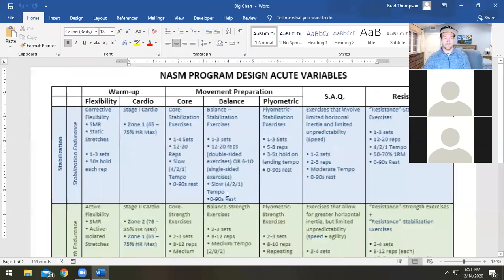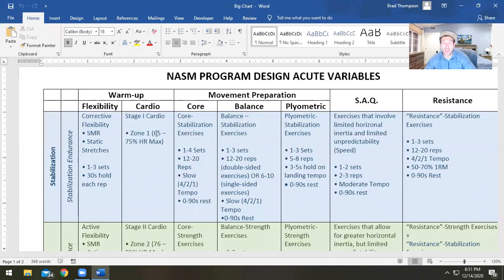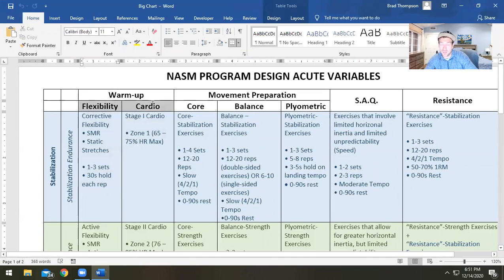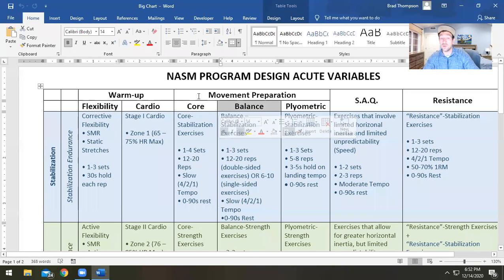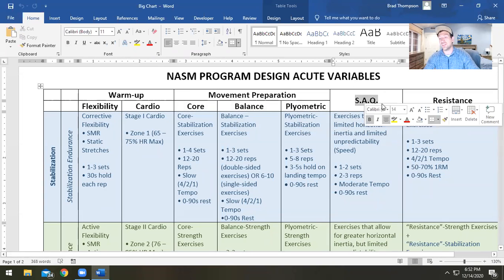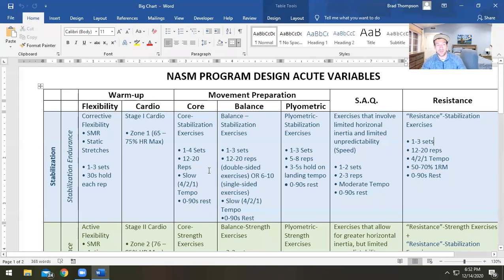So let's go ahead and take a look at the warm-up section first, right? So warm-up is going to consist of flexibility and cardio, right? That's what we put in the warm-up section. We put any stretches that they're doing related to flexibility. And if we are going to put some cardio, we're going to put it in there, right? Then we got our movement prep section. That's going to be your core exercises, your balance exercises, your plyometrics. SAQ is by itself. And then resistance training, like I said, sort of the meat and potatoes of any exercise routine.